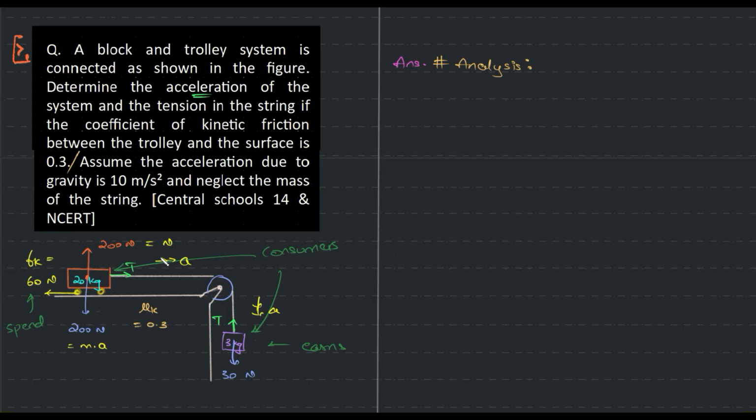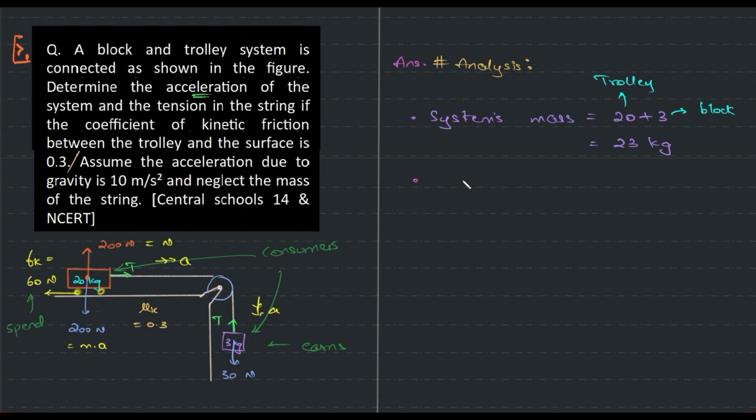So with this being the case, you need to understand that the total mass is how much, and the system's force is coming from where, and so on and so forth. So first, I'll talk about the system's mass. That would be 20 plus 3. This is 23 kg. The system mass is because of the mass of the block plus the trolley. So this is the trolley and this is your block.